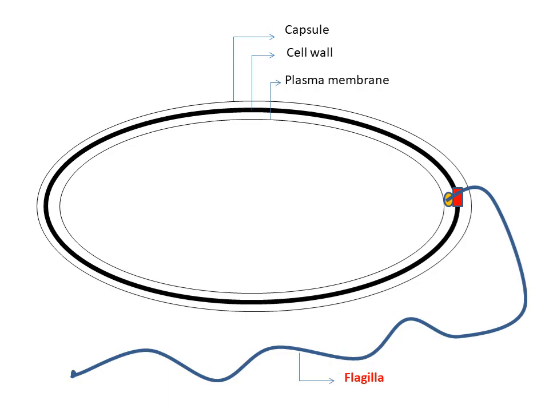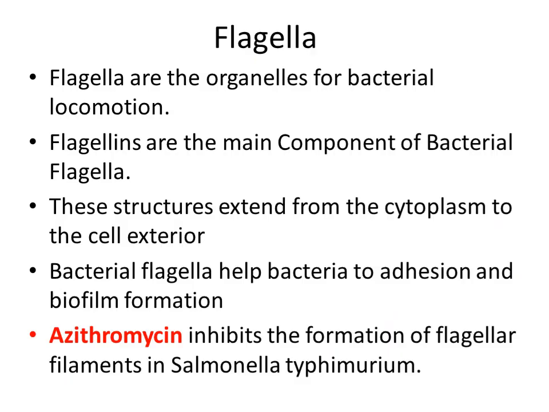We can see the external structure called flagella. This is normally made up of flagellin, a particular protein. It is helpful for locomotion, for the movement of the bacteria. Here a specific antibiotic such as azithromycin works by inhibiting the flagellar protein in Salmonella typhi.